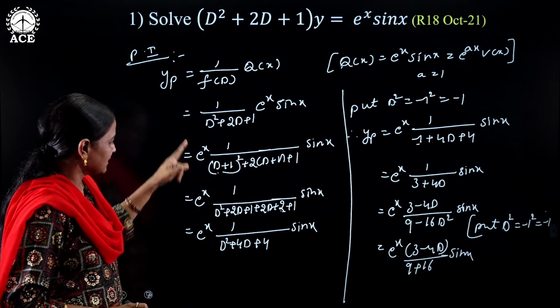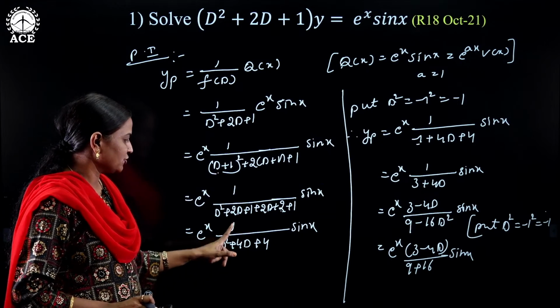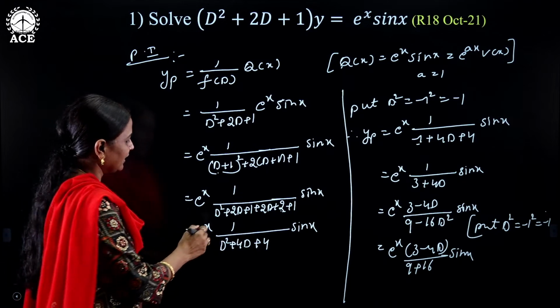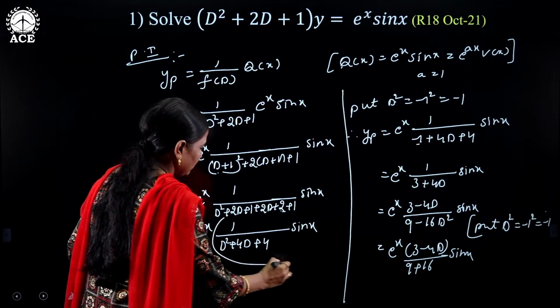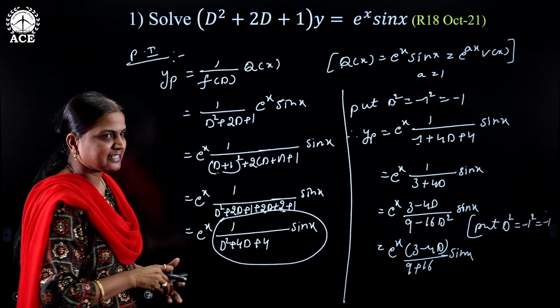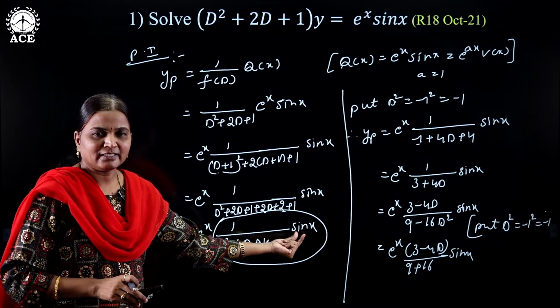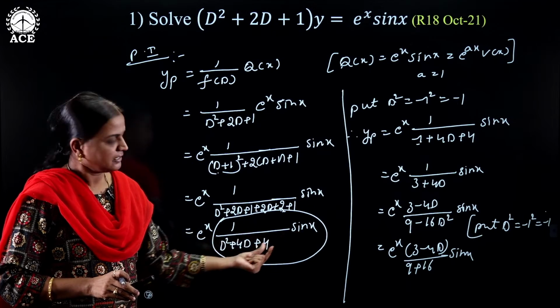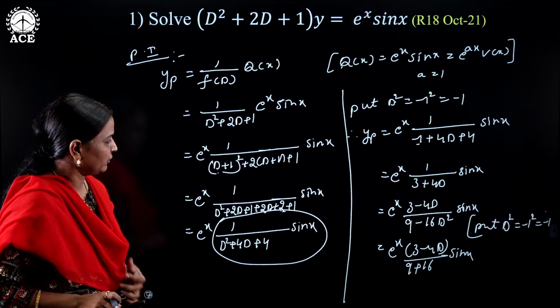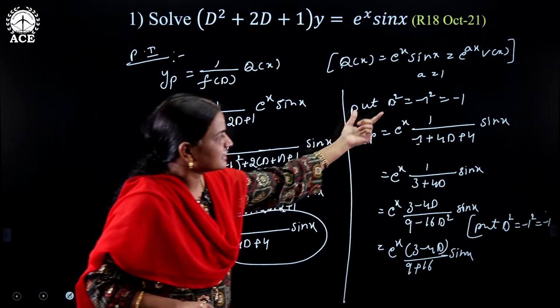So, here after substituting this one, we get e power x into 1 by d square plus 4d plus 4 into sin x. Now, here if you observe clearly, the independent term is sin x. So, when it is sin x, apply the second method. What is the second method? Substitute d square is equal to minus a square. So, put d square is equal to minus a square.